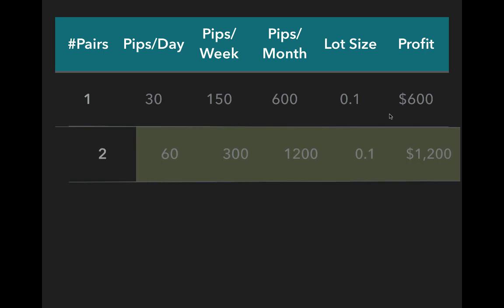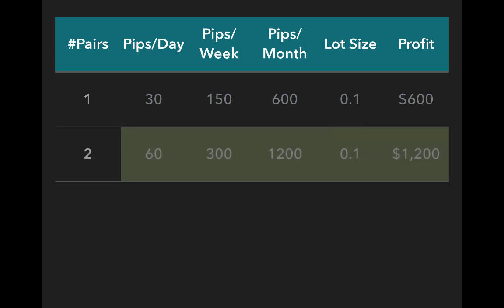And then let's take it up to 2 pairs a day now. If you master that and you get comfortable with it, now you can move up to 2 pairs. Now you're catching 60 pips a day, 300 pips a week, and 1,200 pips a month. That's $1,200 in your pocket, for doing the same work, really. Not really changing much. You're adding a pair to your repertoire, but really it's not that much extra work that you're doing, right?